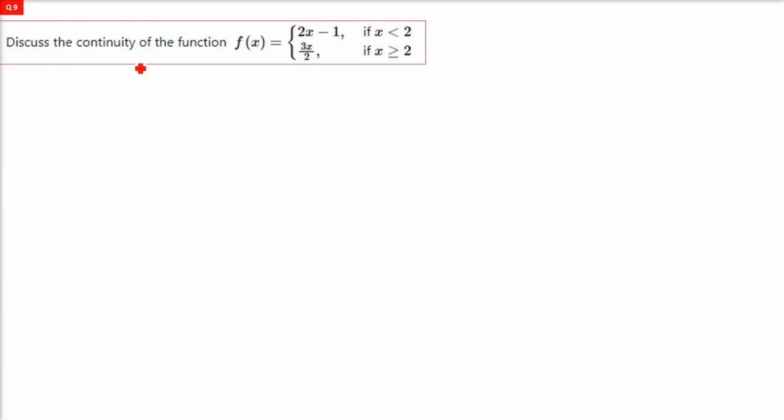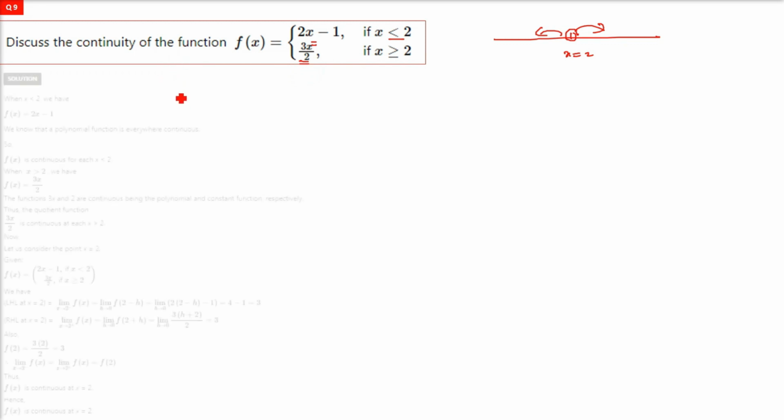Discuss the continuity of the function f(x). There are two functions actually. When x is less than 2, that is on the left hand side, the function to be employed is 2x minus 1, and on the right hand side, that is x equal to or greater than 2, the function is 3x by 2.